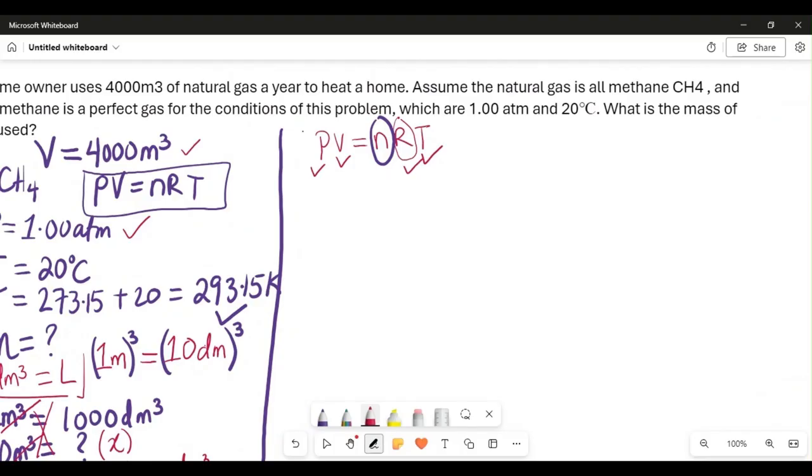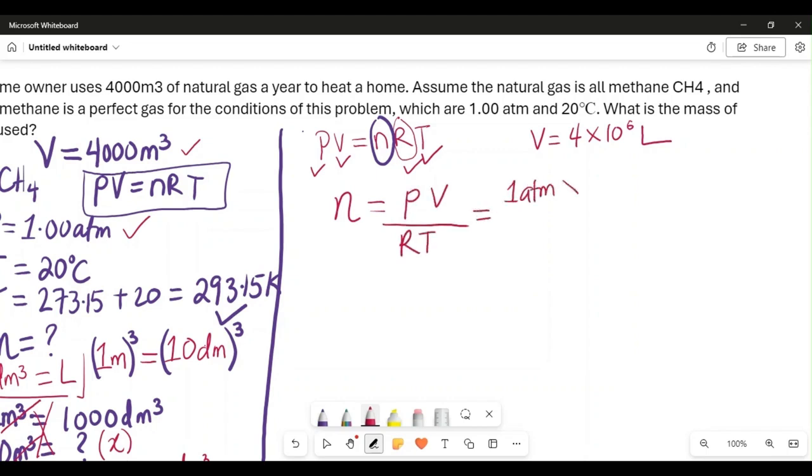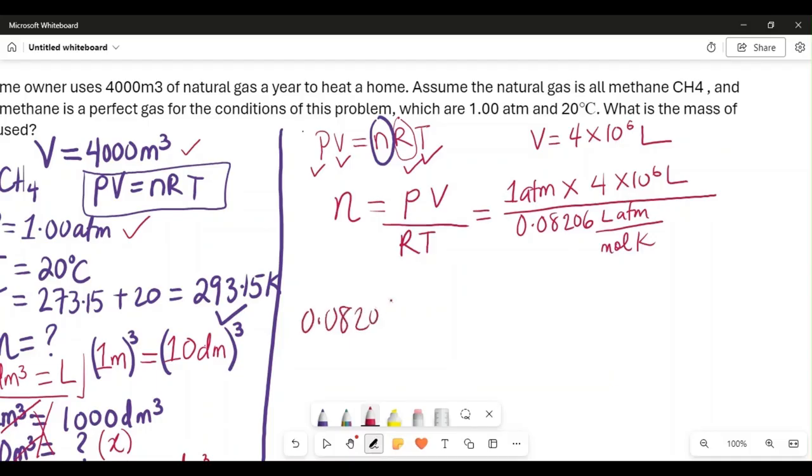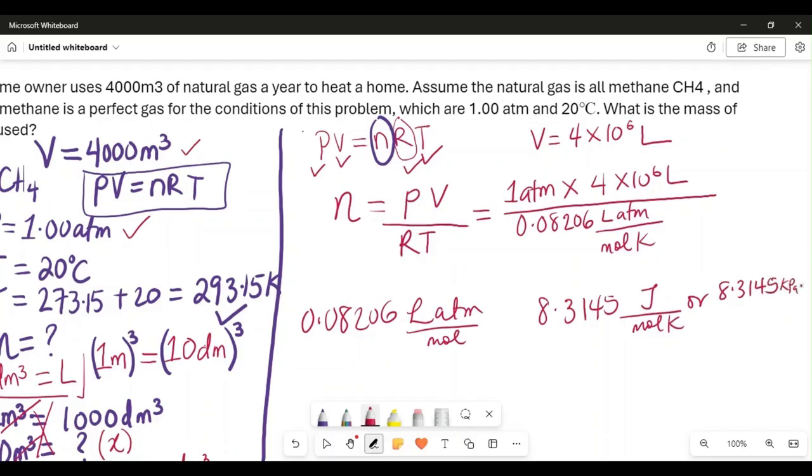So PV equals nRT. Now we have the volume to be 4 times 10 raised to the power 6 liters, or dm cubed, whatever you want to call it. So we have the P, we have the V, we have the R, we have the T. So n equals PV over RT, which is pressure 1 atm times 4 times 10 raised to the power 6 liters divided by the gas constant, which is 0.08206. It's important for you to memorize the two gas constants that we have whenever you're dealing with the perfect gas law. You have the first one, which is the one I just had, 0.08206. This is just a side note, liters atm divided by mole Kelvin. And then you've got the second one, which is 8.3145 joule divided by mole Kelvin, or 8.3145 kilopascal liters divided by mole Kelvin.